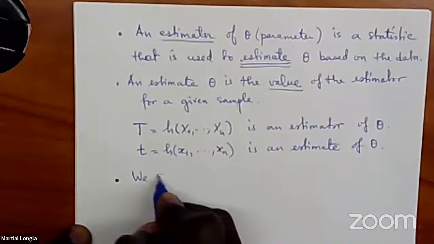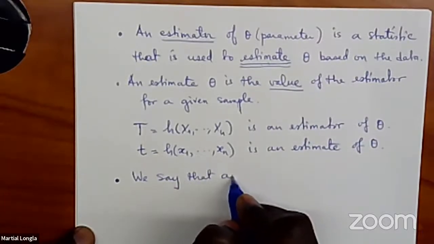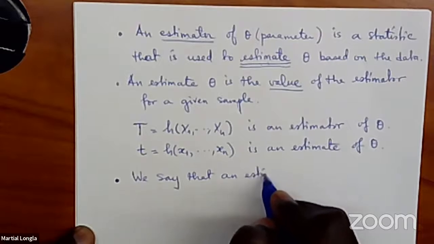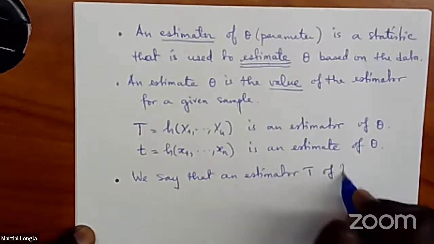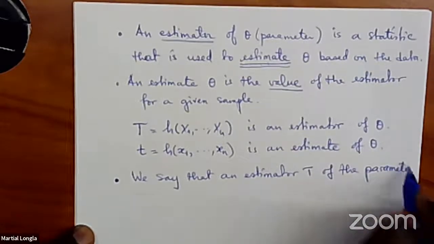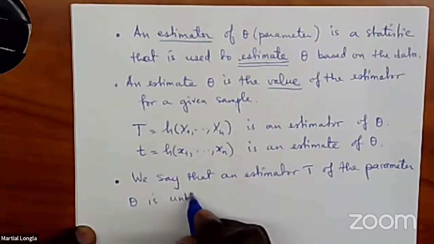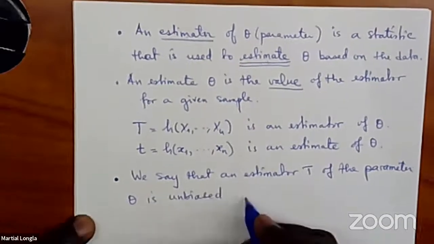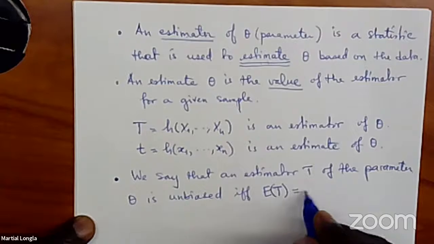We say that an estimator T of the parameter theta is unbiased if the expected value of T is equal to theta.